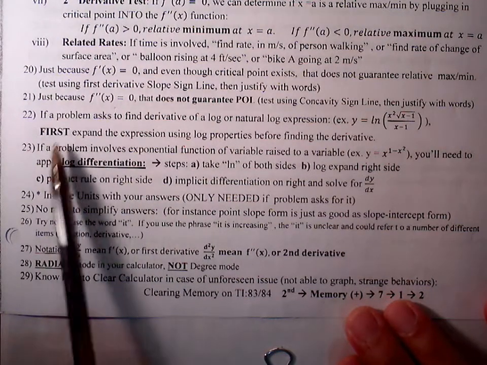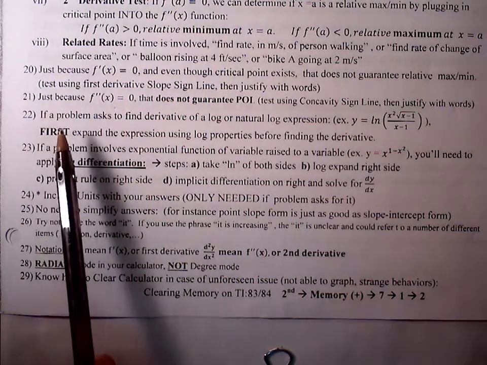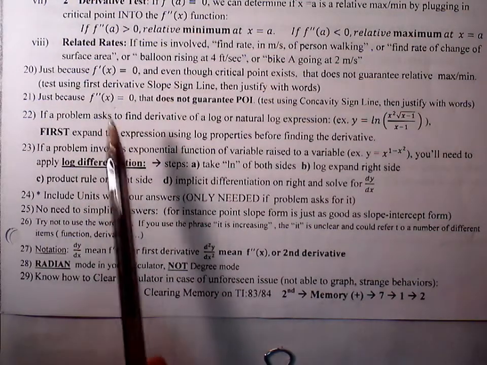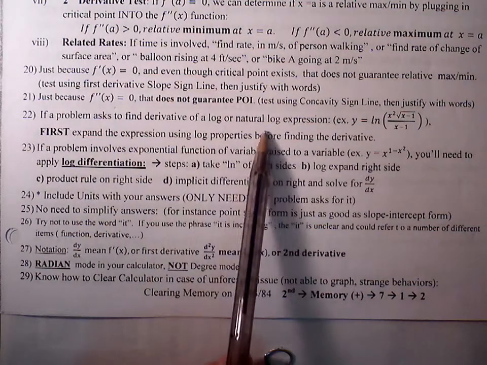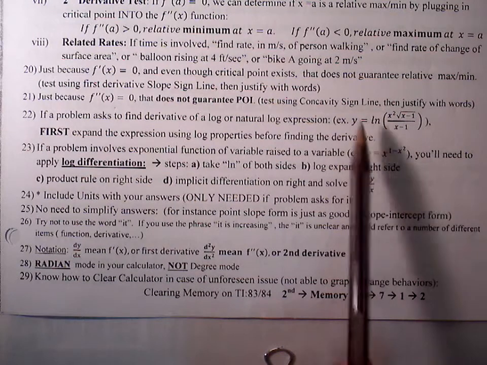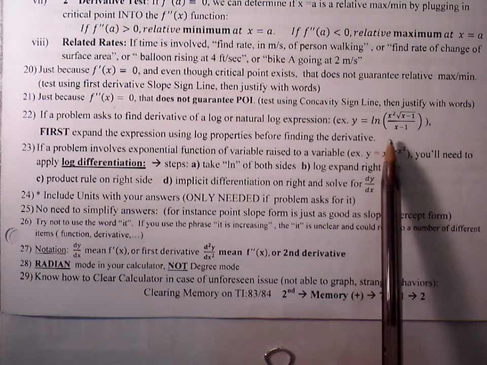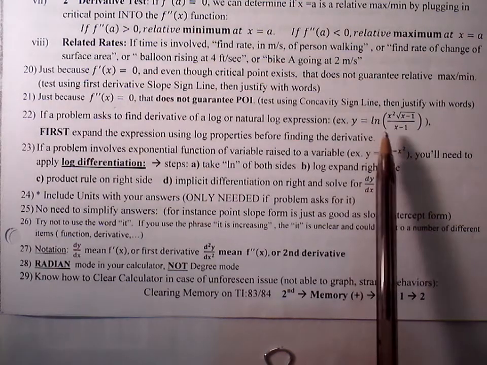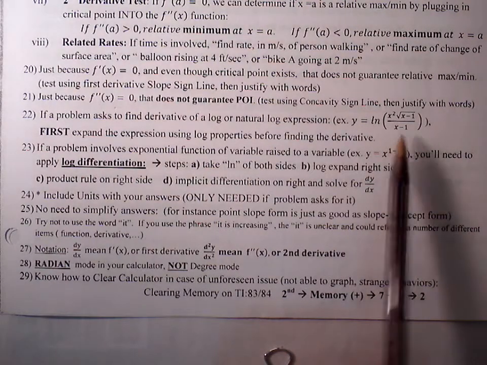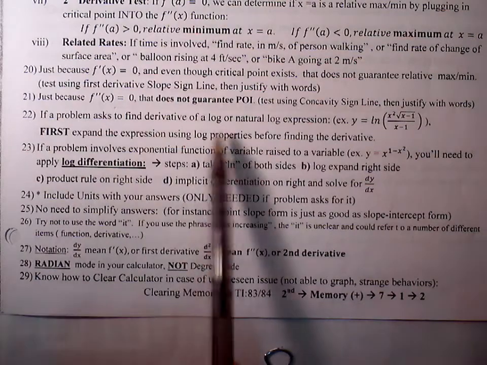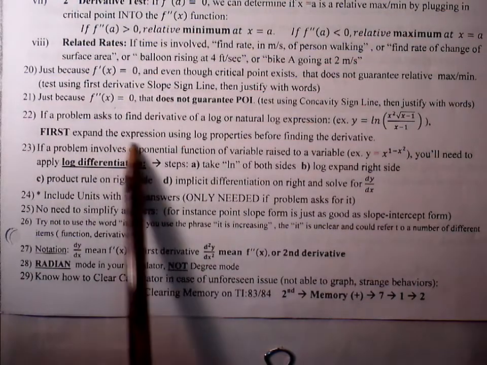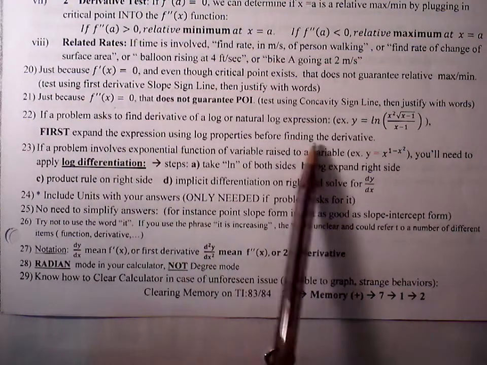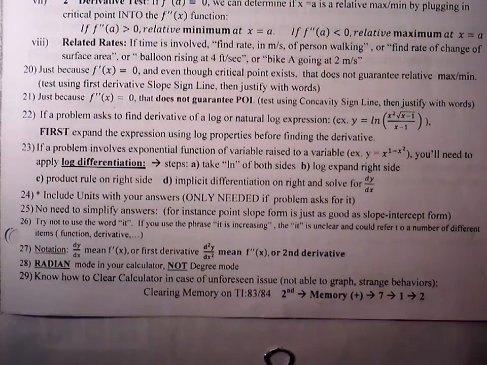A couple more minor topics that could show up: if you're asked to find the derivative of a log or a natural log expression, such as one that looks like this, we don't want to find the derivative initially because it's just too complex. There's an easier way to go about it, and that is by expanding. So if you see a messy log expression, try to expand it first before you do anything with the derivative. This is what that example looks like.